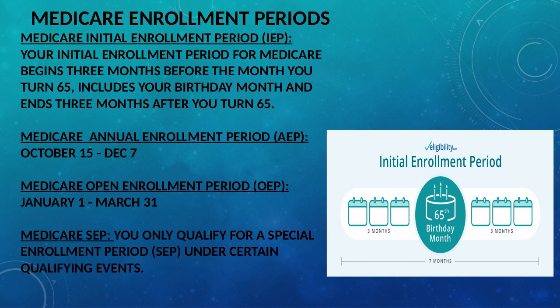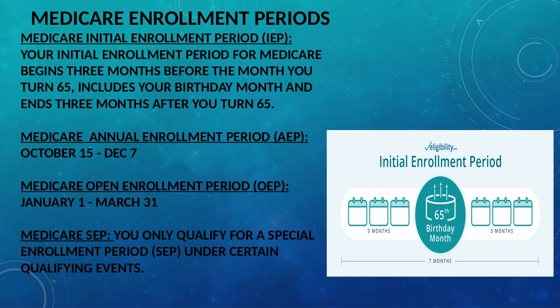And there are several enrollment periods, including the initial enrollment period, which occurs 3 months before the beneficiary's 65th birthday and 3 months after. So it's for a time span of 7 months. There's also the Medicare annual enrollment period from October 15th to December 7th. And the Medicare open enrollment period from January 1st to March 31st.